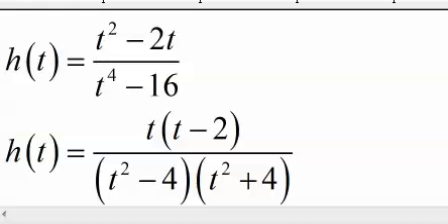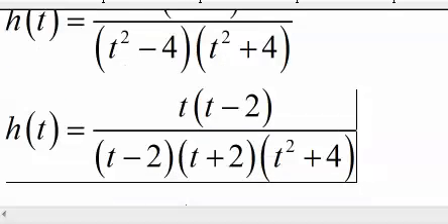Now, the nice thing about t squared minus 4 is that it's actually factorable again using difference of two squares. But the t squared plus 4 we can't do anything with. So I'm going to keep factoring it. And what do I notice? Hopefully you notice that the t minus 2's divide out.